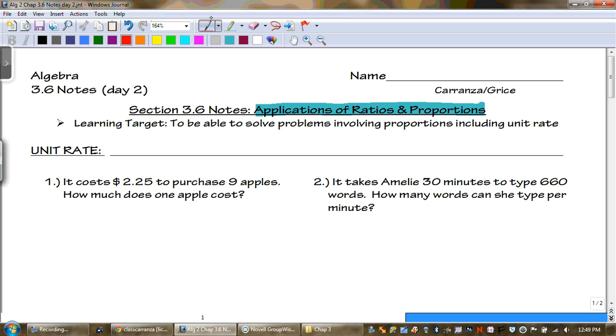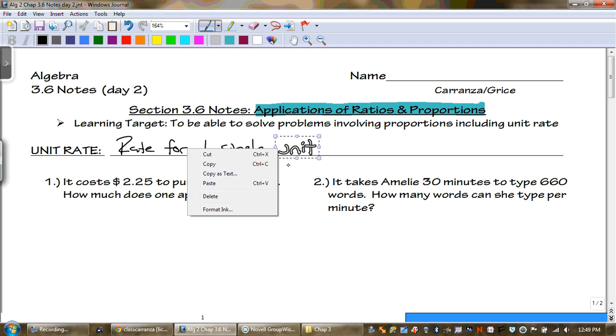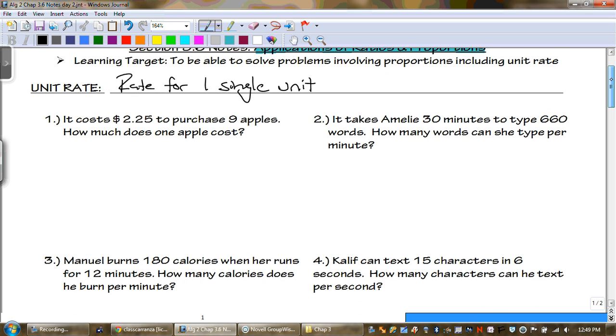Our learning target today is to be able to solve problems involving proportions, including unit rate. Well, you might be asking yourself, Mr. Grice, what is unit rate? Well, unit rate is the rate for one single unit. Okay, the rate for one single unit. Okay, so let's go into some examples.